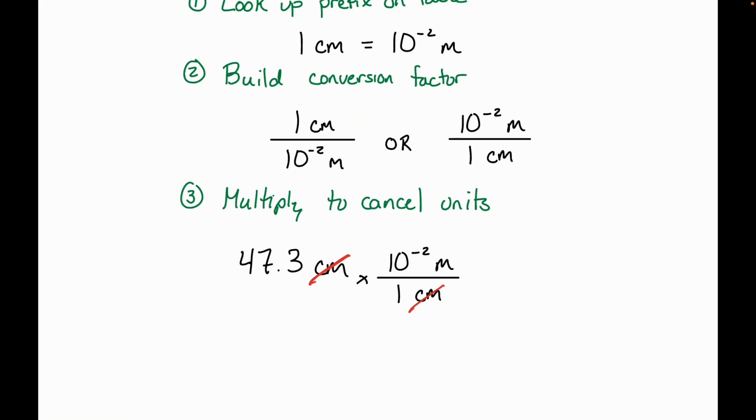So then you're just going to punch it into your calculator, the 47.3 times the 10 to the negative 2, and we get 0.473. And what are my units? Those units that didn't cancel out, those units of meters.